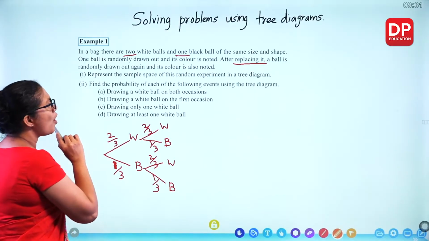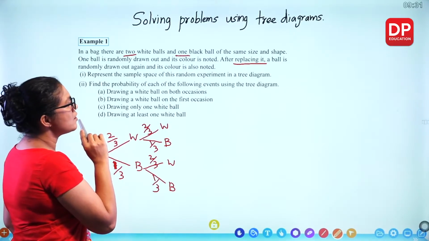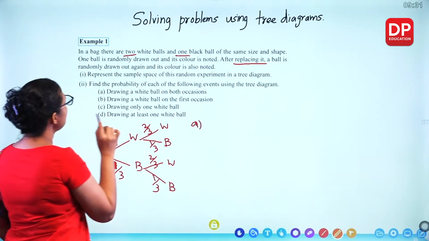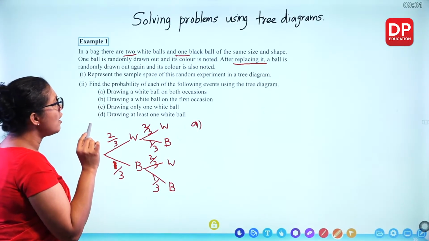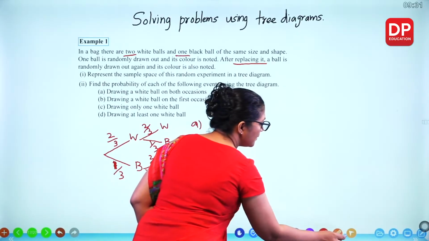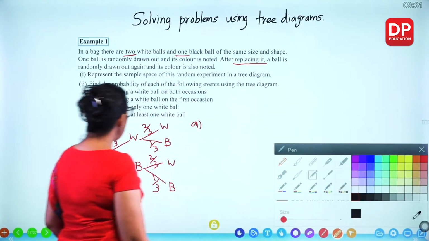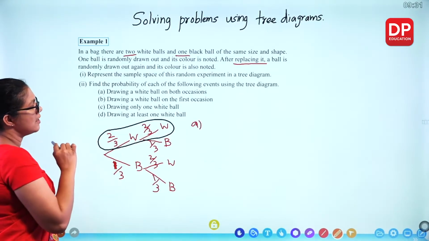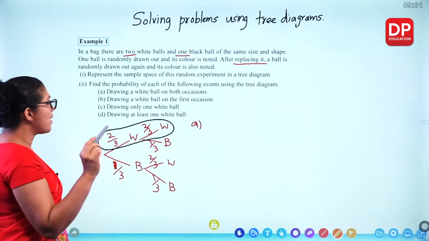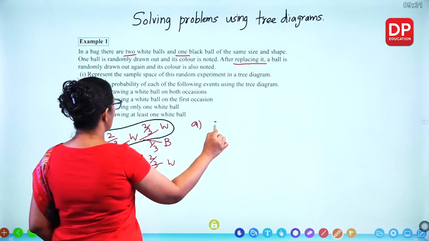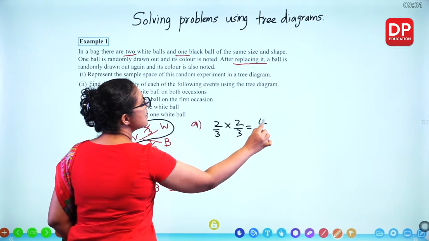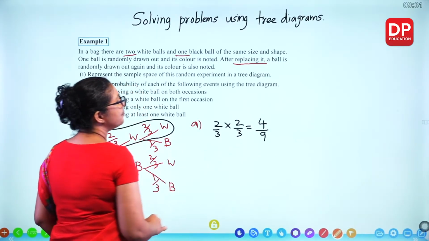Second part, find the probability of each of the following events using the tree diagram. Part A, drawing a white ball on both occasions. White on both occasions means this branch. So when you take one full branch, you multiply the probabilities. 2/3 into 2/3. You get 4/9.